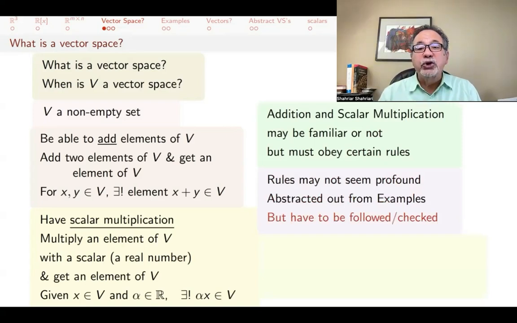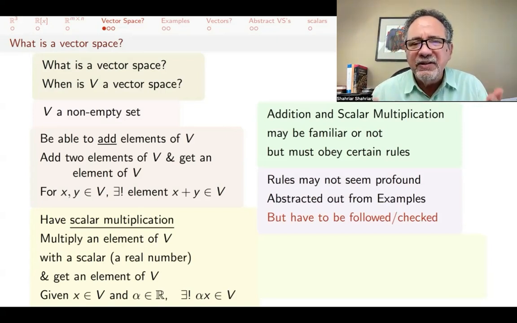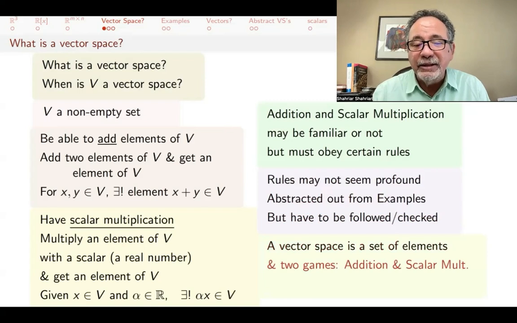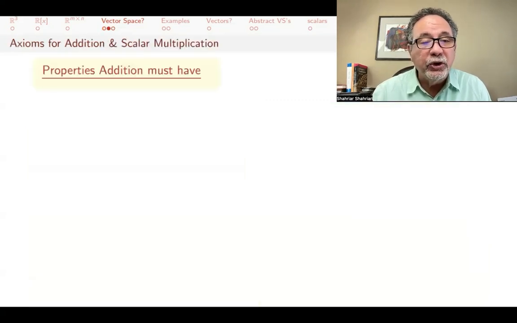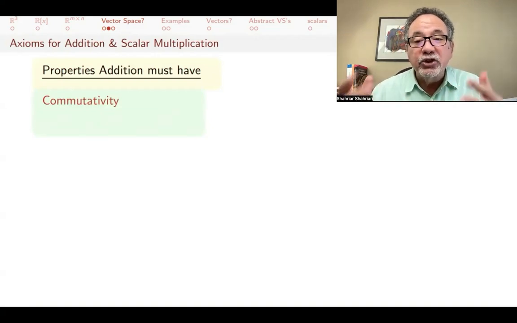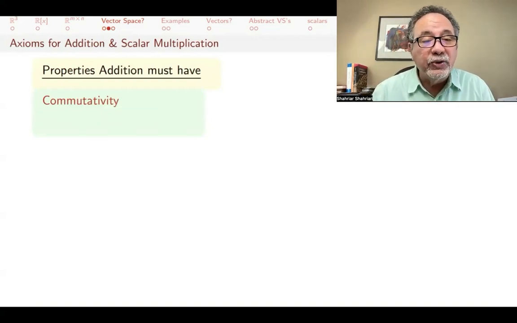You have to make sure that those rules are followed if you want to make sure that V is a vector space. Sometimes that's obvious, like you say, okay, I know these rules are followed because this is a very natural addition and scalar multiplication. Sometimes they're not. So a vector space, again, is a set of elements with two games, addition and scalar multiplication, that follow certain rules. But what are those rules? The properties that addition must have are the following. As I said, you have to be able to add elements and get another element, but you can't just do it willy-nilly. It has to follow certain rules.